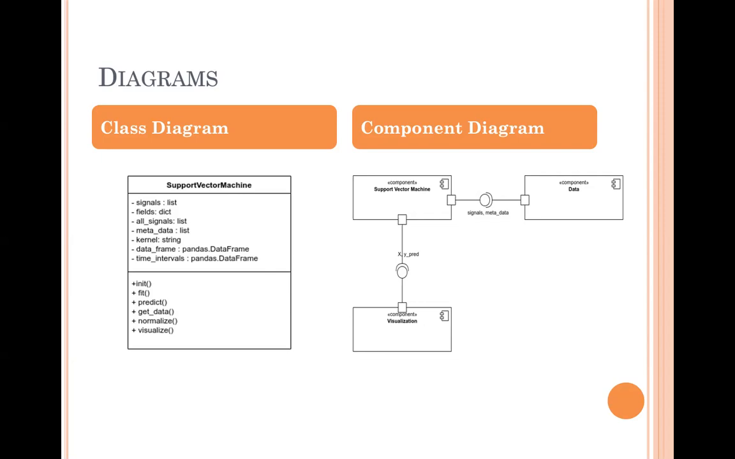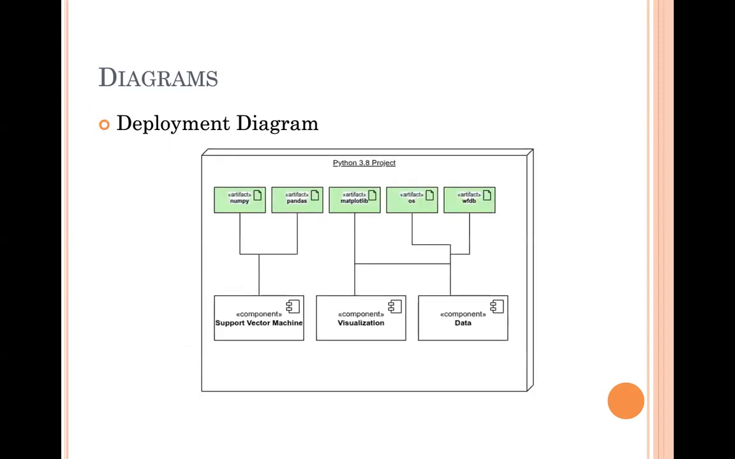In the same way as data has been processed in the data component, the support vector machine manipulates the data in order to make predictions. After the prediction has taken place, variable x, which represents the pandas data frame, and y prediction, which represents the prediction label, will be passed to the visualization component. Finally, the visualization component is responsible for the plotting operations corresponding to the given inputs.